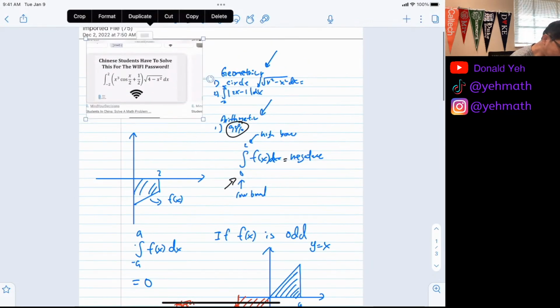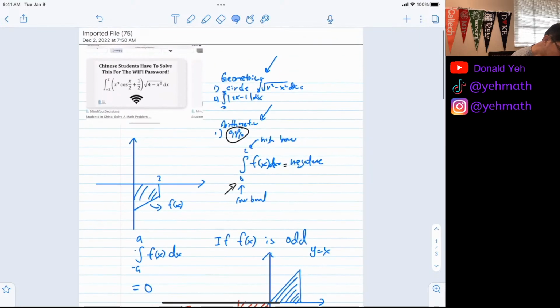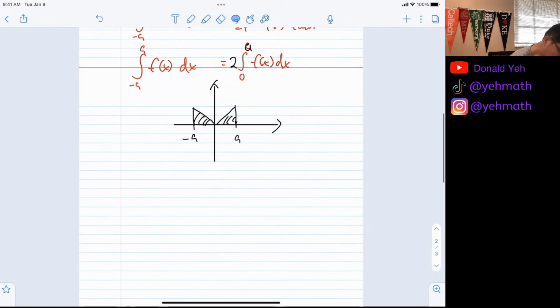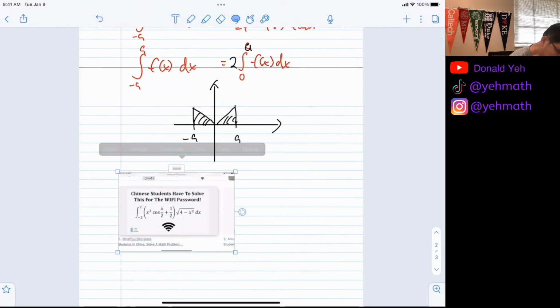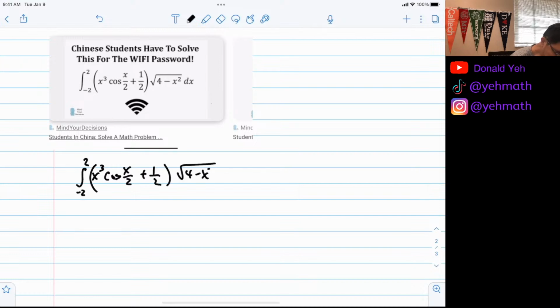So now we're going to look at this problem. We're going to copy, and paste it here. This question will not be on the test, but I'm going to show you because it's very interesting. Pay attention to the boundary: it's integration between negative 2 and 2, times square root of 4 minus x squared dx. Again, this is not on the test. You don't have to copy it down.